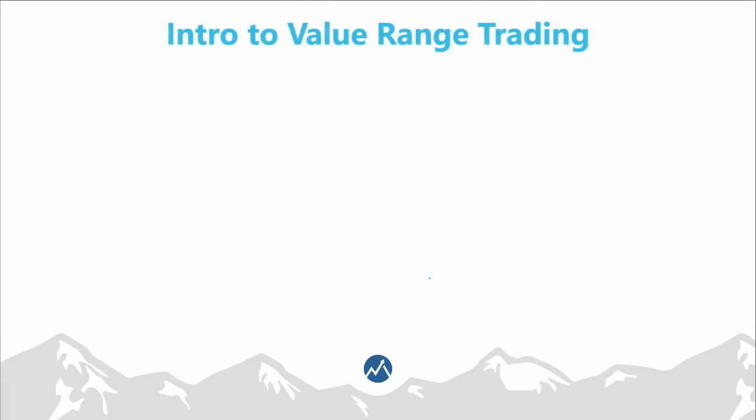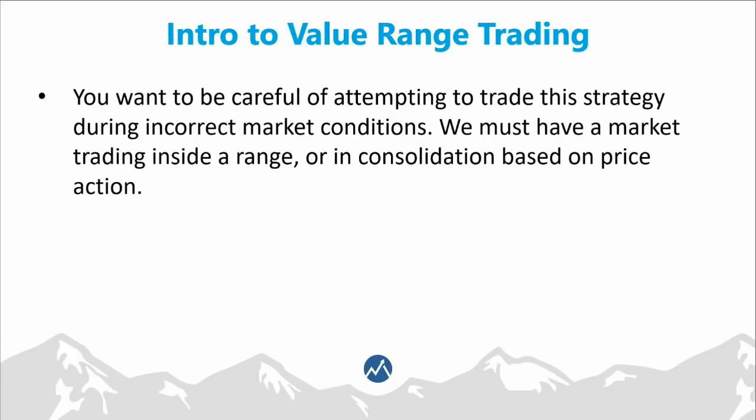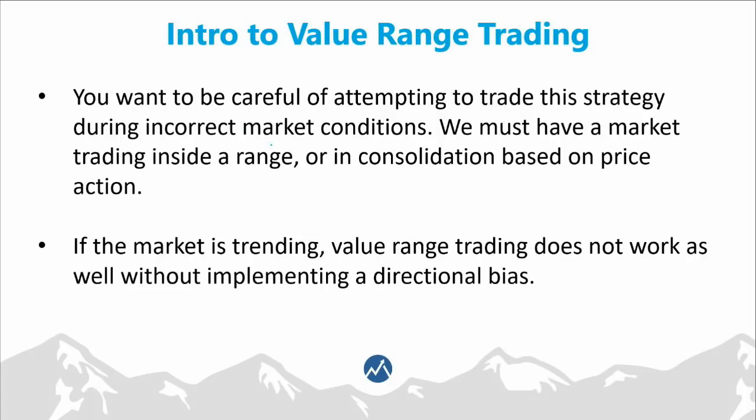Okay, so you want to be careful though, if you're attempting to trade a value range trading strategy in the incorrect market condition. You must be in a trading range or in a consolidation based on price action. Then we can look to implement it. If it is trending, value range trading is not going to work as well without implementing some sort of directional bias. Meaning if we're trending up, we want to be looking to buy undervalued only instead of sell overvalued. And if we're trending down, we're going to be looking to sell overvalued only, not buy undervalued. Make sense?